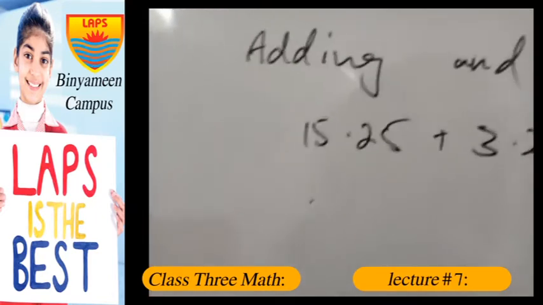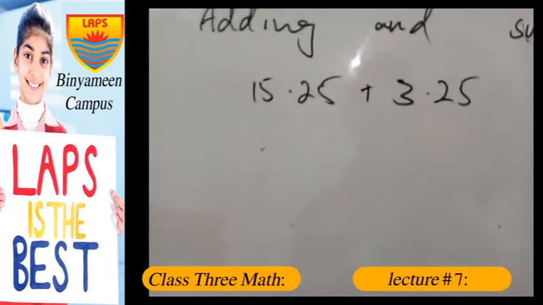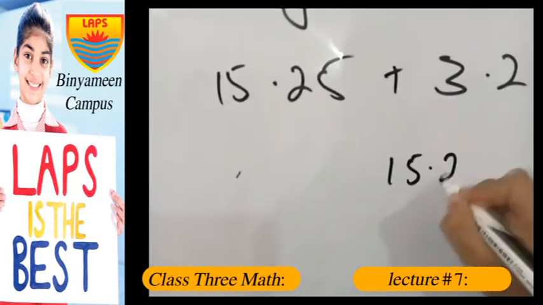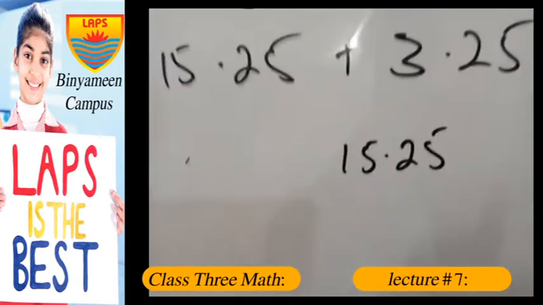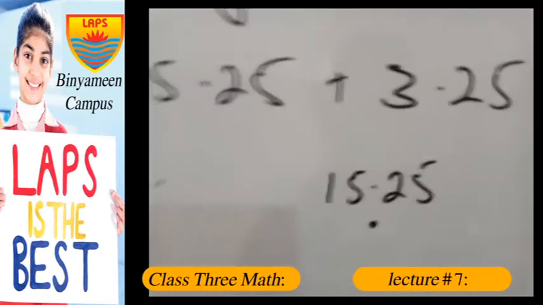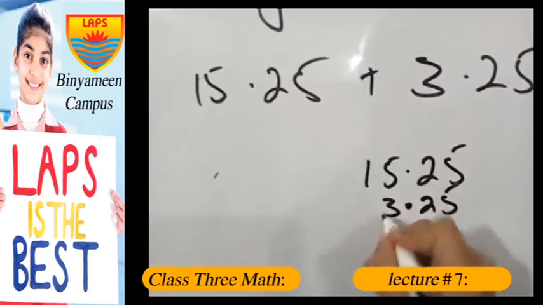Like the first one here is 15.25 and 3.25. Now the key for solving these problems is to place the decimal places perfectly, like 15.25, and now we have to write the other value here according to the decimal place. Like if we place the decimal of 3.25 here, then 25 will be written here and 3 will be here.